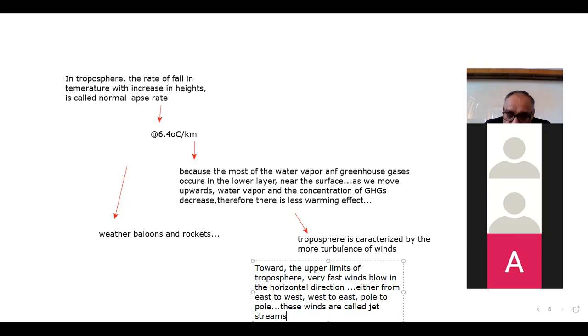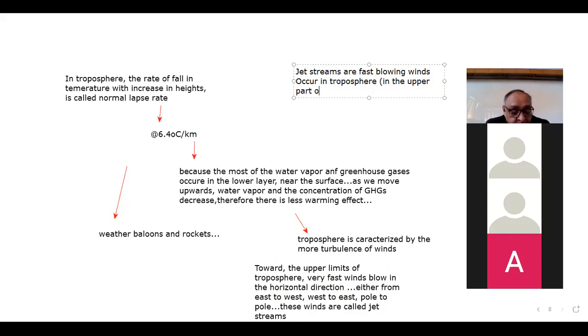Jet streams are fast flowing winds. First thing is that jet streams are fast blowing winds. And the second thing is that they occur in the troposphere, in the upper part of the troposphere. So this phenomenon, please bear in mind, occurs in the upper part of the troposphere.